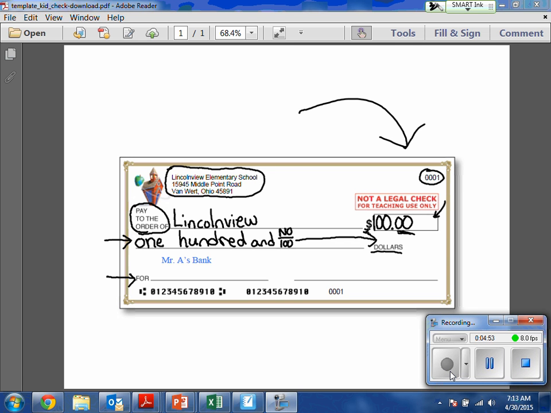Well, who did we write this out for? What did we write this out for? We wrote this out for food costs.